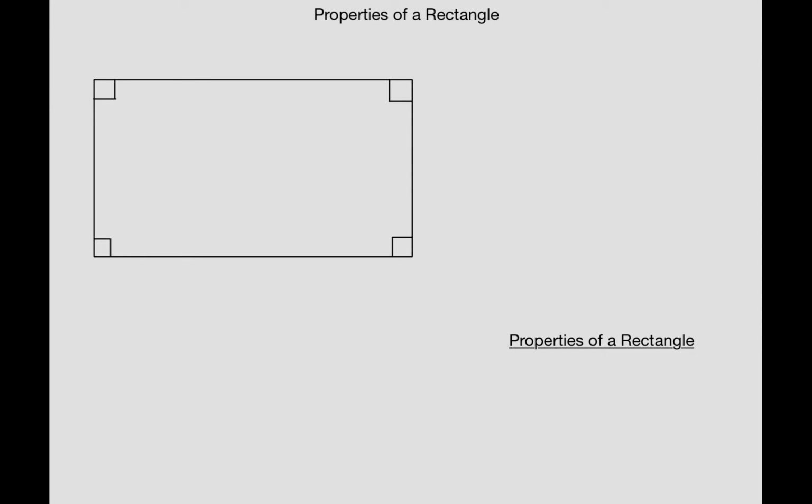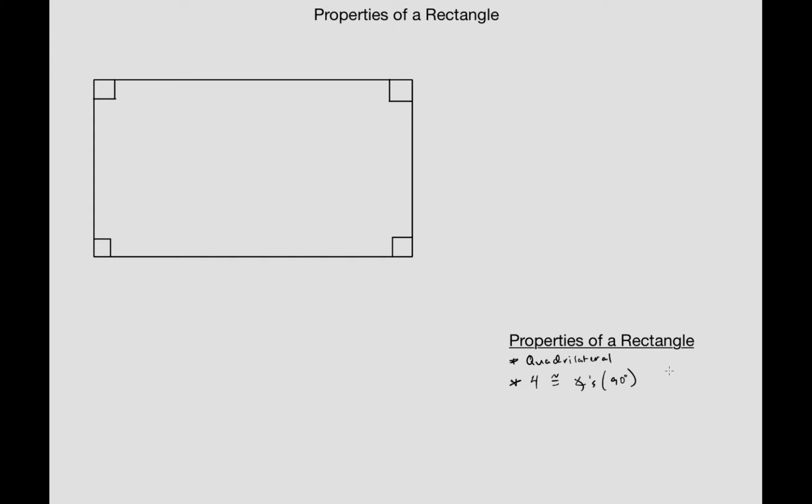So let's continue our talk about the special quadrilaterals with a rectangle. As I just mentioned, a rectangle is a quadrilateral. What makes it unique is, by definition, a rectangle has 4 congruent angles, which would of course mean they'd all have to be 90 degrees. So a rhombus has 4 congruent sides, a rectangle has 4 congruent angles.